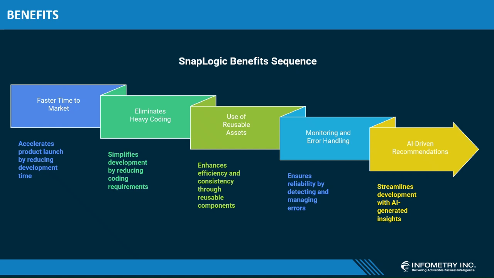AI-driven recommendations. Finally, SnapLogic includes AI-driven recommendations through its built-in Iris AI engine. This helps streamline development by suggesting next snaps, improving performance, and identifying optimization opportunities. So overall, it supports developers by providing intelligent and data-driven insights.